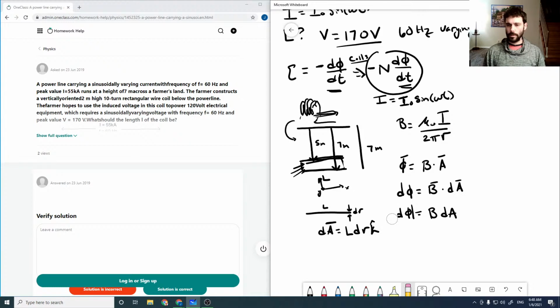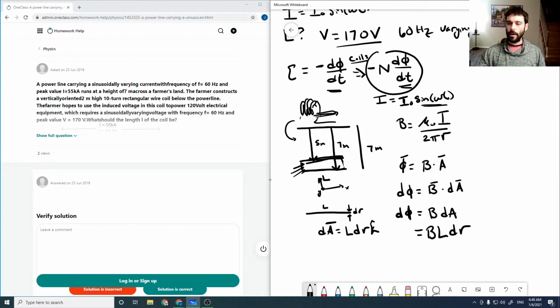Maybe I won't actually, I'll let the sign take care of itself because it'll always be in the k hat direction, but the sign of omega t will give us our plus or minus sign. So that should be fine. Okay, so it's B dA, and so that's B L dr.